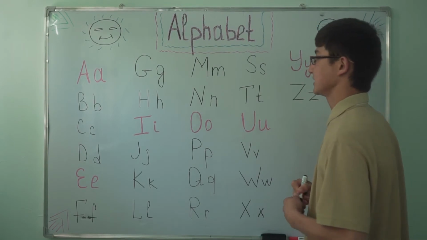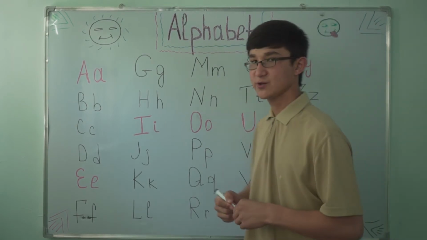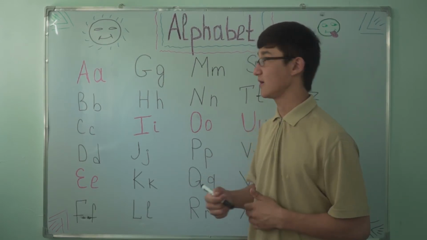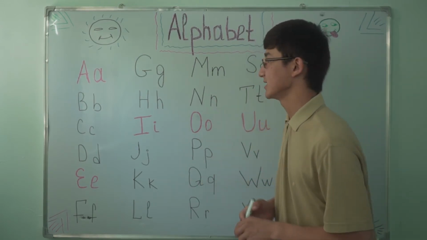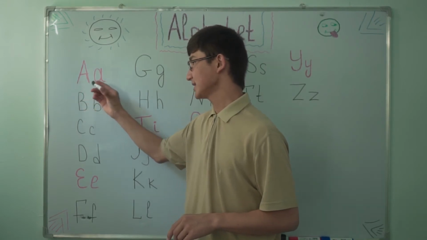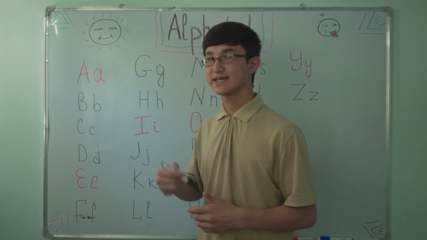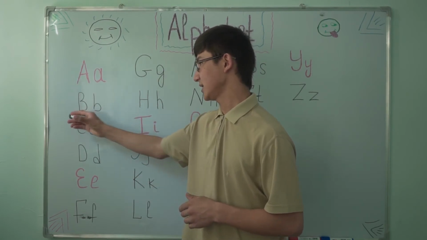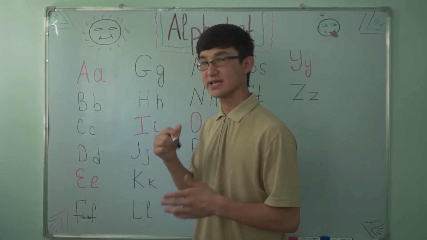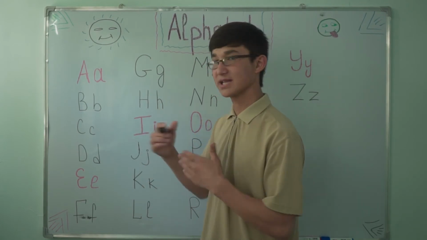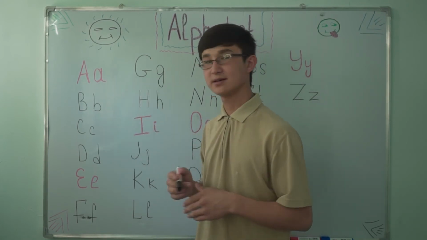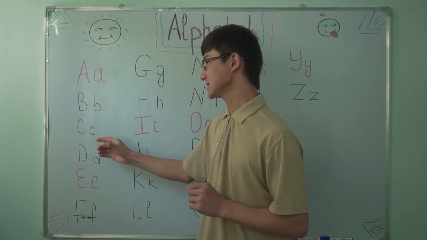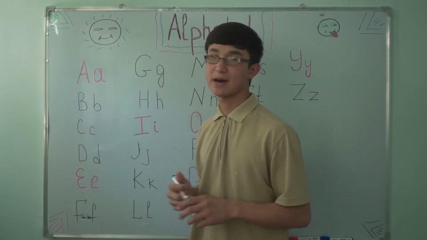Okay, and in the alphabet we have two really important kinds of letters. This one is the capital and the lowercase. The capital letters are these, A, B, C, D. The capital means big letters, and the lowercase means small letters. Okay, these are lowercase and these are capital letters.